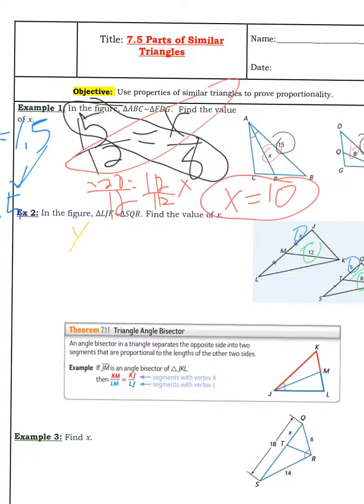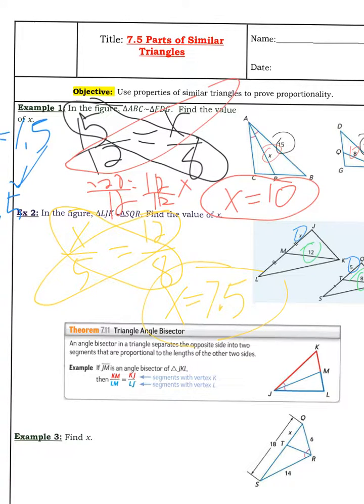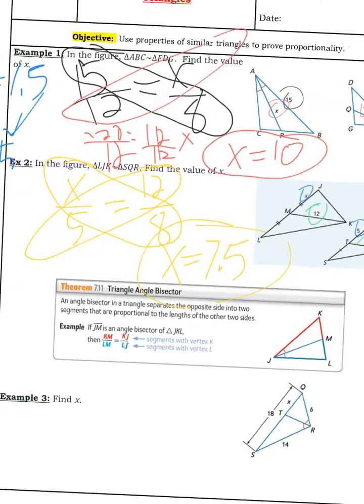So x over 5 equals 12 over 8. So now I cross multiply. 12 times 5 is 60. 60 divided by 8 is 7.5. And it's over. Again, you could check your work by going like 7.5 over 12, see what that equals, and 5 over 8, see what that equals. But I'm just going to move on for the sake of time here.